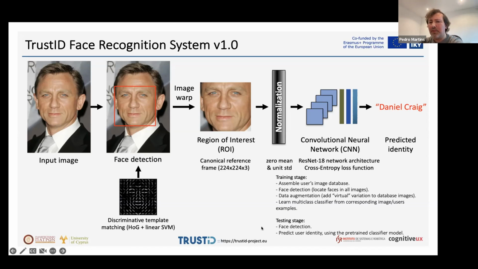Of course, this is simply a resize in this case, and the network that we're using is a ResNet 18, which is a network with a good balance between computational performance and accuracy. In this case, we are using a cross entropy loss function, so we are dealing with a multi-class classifier, which is in line with our problem.